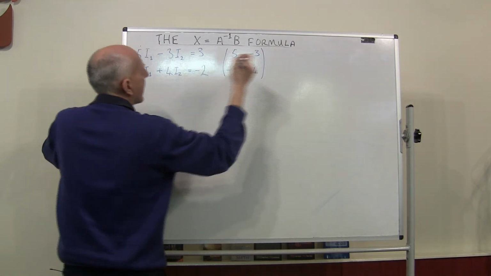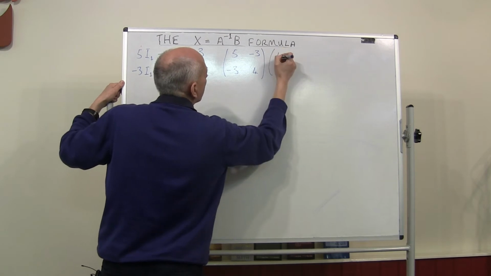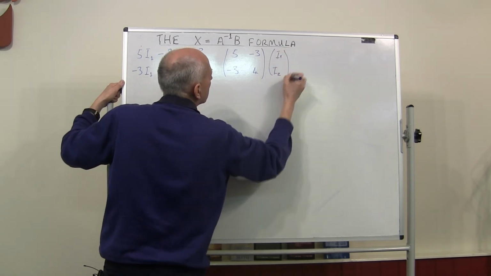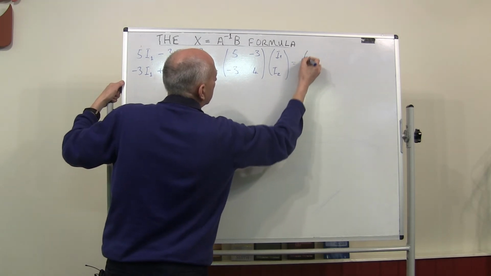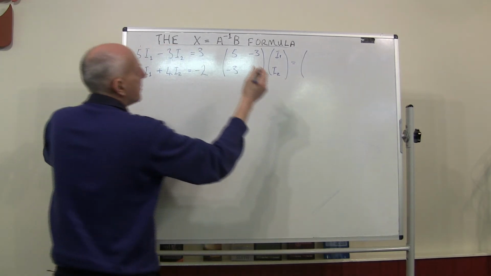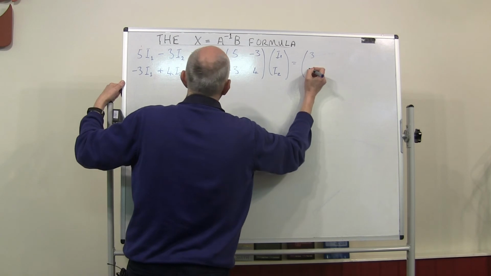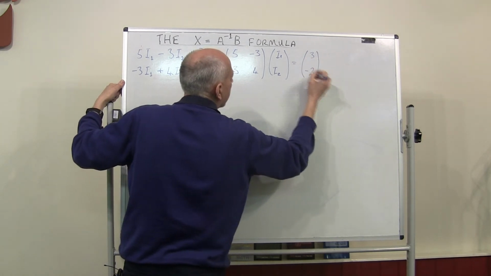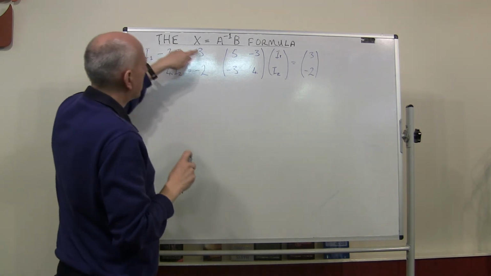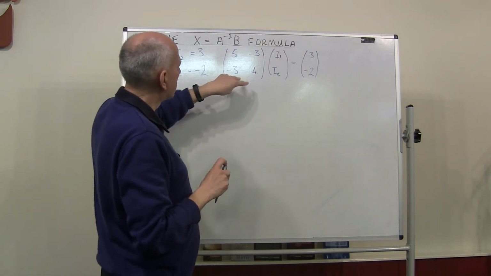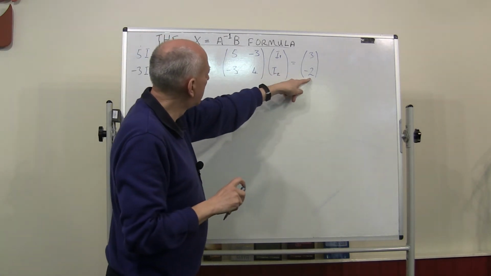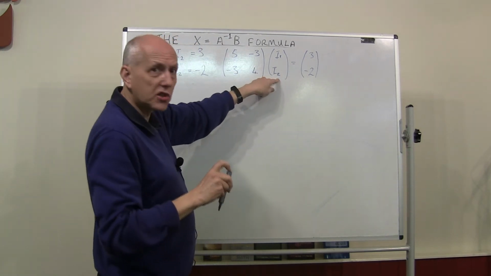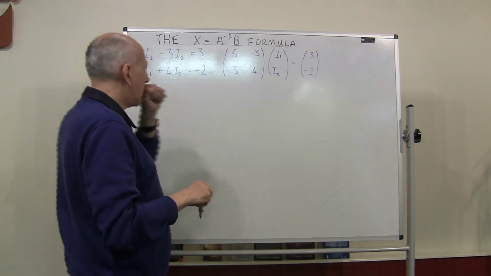Times I1, I2 will give me my B term, my 3 and my 2, minus 2. So that's going to follow that formula the other way around, obviously. Well, this is B, this is my A, which we're going to find the inverse of, and this is my X that we don't know yet.